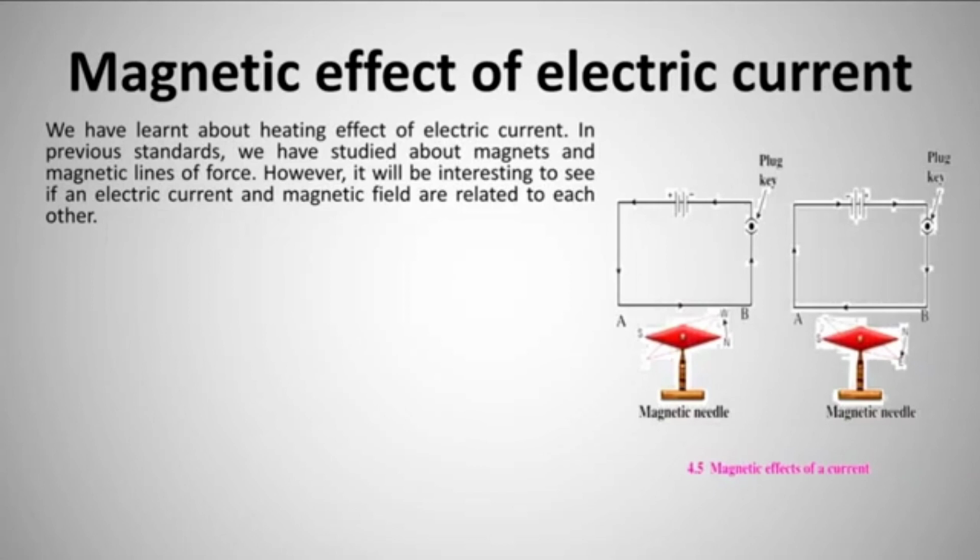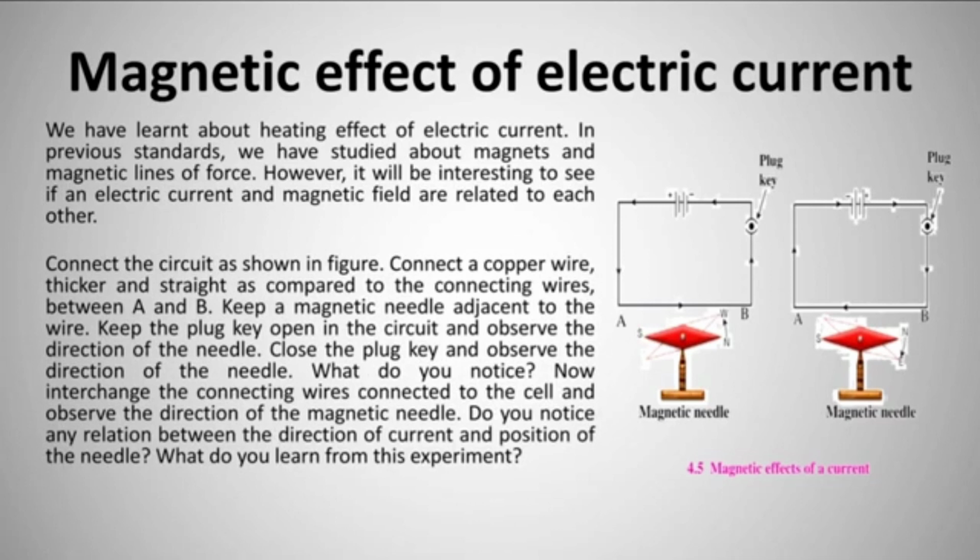Take a look at figure 4.5. Connect the circuit as shown in the figure. Connect a copper wire, thicker and straight as compared to the connecting wires, between A and B. Keep a magnetic needle adjacent to the wire. Keep the plug key open in the circuit and observe the direction of the needle. Close the plug key and observe the direction of the needle. What do you notice?